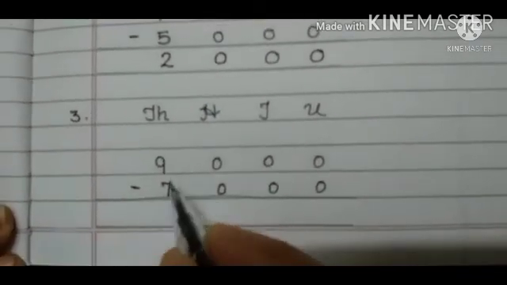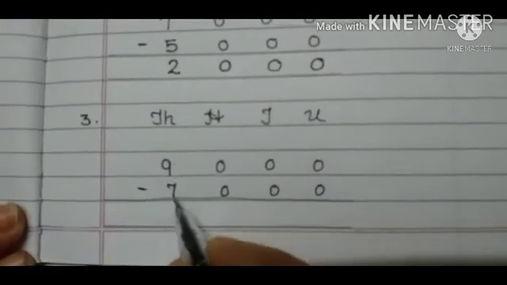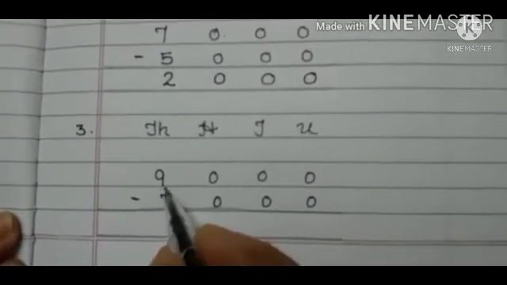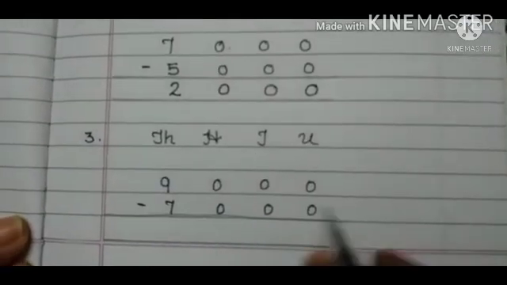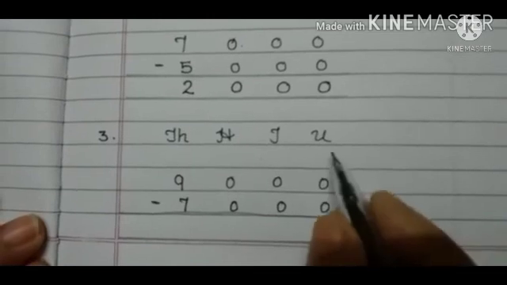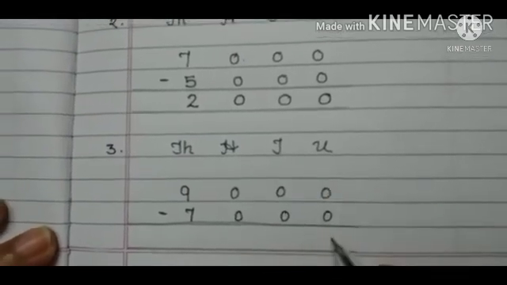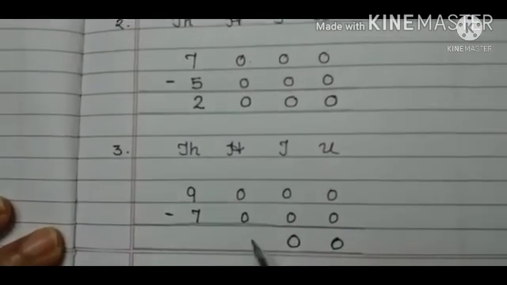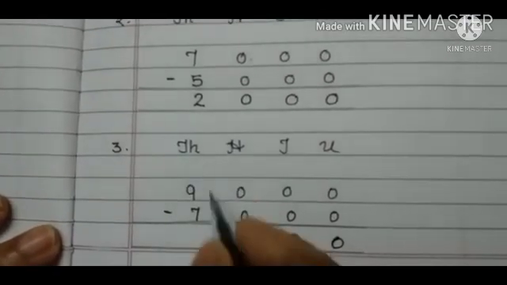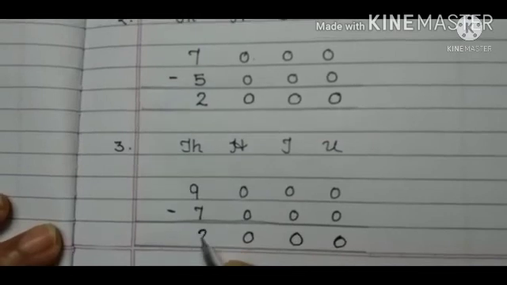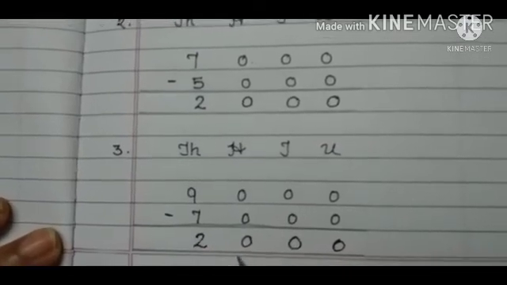Now our third question is 9 minus 7. You know that 9 minus 7 will be 2. So we can write 9000 minus 7000. So 9000 minus 7000, how many? See, your arrangement will be vertical and write them place wise. 0 minus 0 is 0. In tens place 0 minus 0 is 0. In hundreds place 0 minus 0 is 0. And in thousands place 9 minus 7 is 2. So this is our answer, 2000.